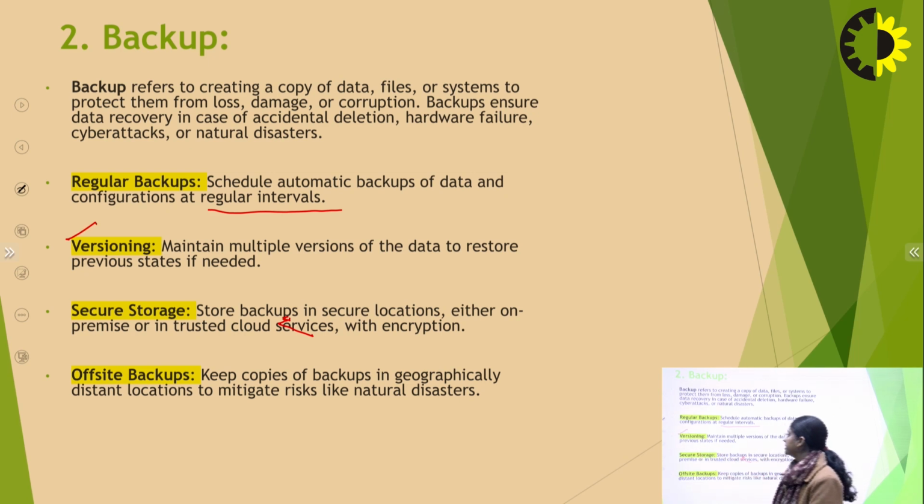Versioning, it maintains multiple versions of the data to restore previous states if needed. Secure storage, it stores backups in a secure location, either off-premises or in a trusted cloud service with encryption. Next is off-site backup. Keep a copy of the backup in a geographically distant location to mitigate risks like natural disasters.